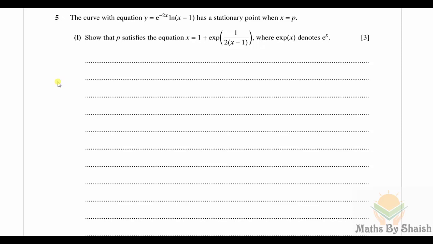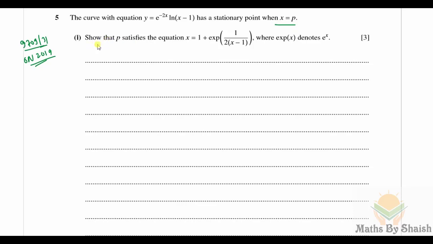In this video we are going to discuss the next three questions from paper 970931 of October November 2019. So here is the fifth question. The curve with equation y is equal to e raised to the power minus 2x ln x minus 1 has a stationary point when x is equal to p. So where it is a stationary point at that time x is equal to p.